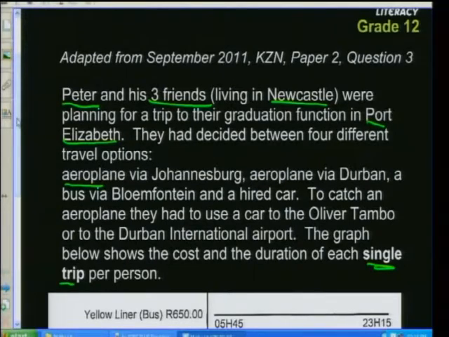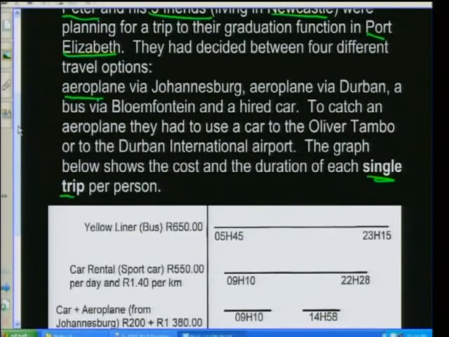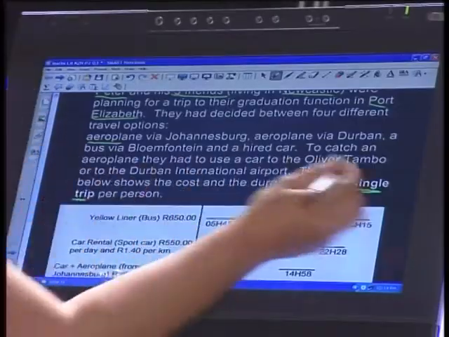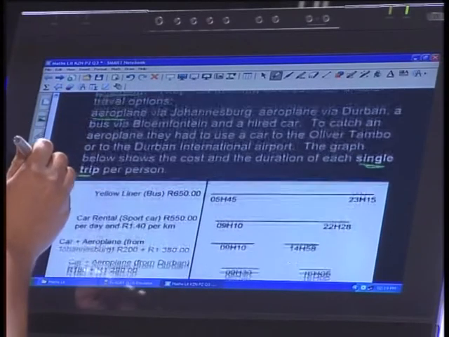Now, somehow that's been highlighted. I'm sure it's an important fact, per person. So it's a single trip per person. If we're going from Newcastle to Port Elizabeth, a single trip means going there. But we are going to have to probably do calculations of getting back home, because it's no good to just go to the graduation. They need to actually arrive back in Newcastle. So that's why single trip is important.